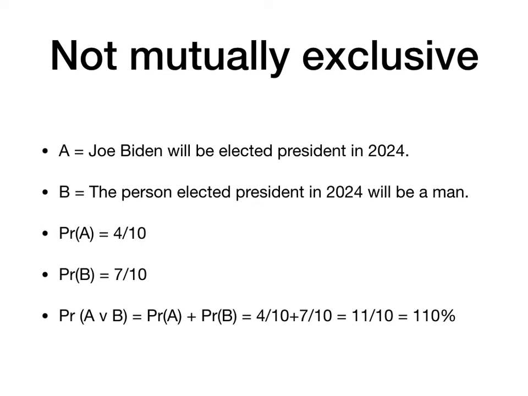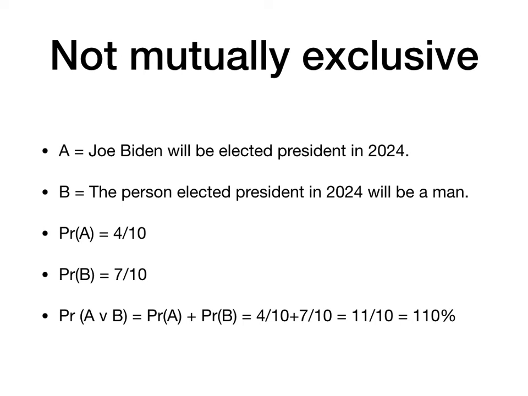So what's the probability that Joe Biden will be elected president or the person elected president will be a man? Well, we try our little addition formula. 4/10 plus 7/10 equals 11/10 equals 110%. That's even more obviously stupid than the last one, right? There can't be a 110% chance, because there can't be a 110% chance of anything. That's just nonsense, just a nonsense expression, despite what those deodorant ads used to say when I was a kid.